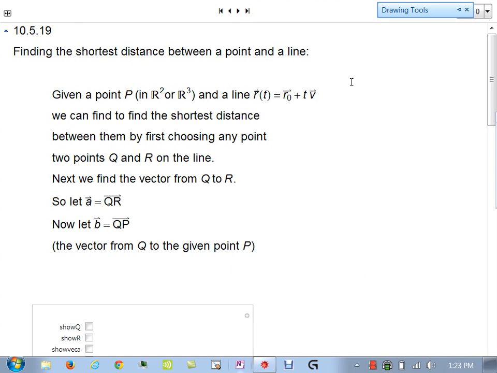Finding the shortest distance between a point and a line is very different. So you have your line. We talked about vector equations of lines last time. Now we have a line sitting out in arbitrary space, right? Could be 3D, could be 2D, and we have a point. And I want to know, given any line, any point, what's the shortest distance between that point and that line?